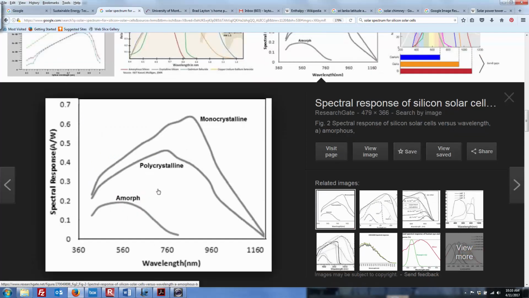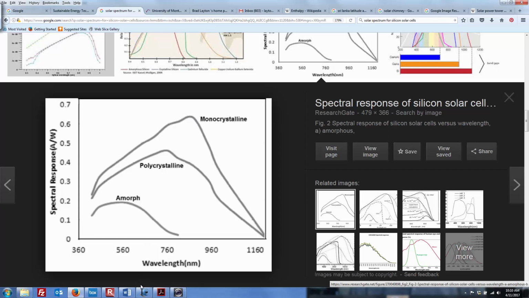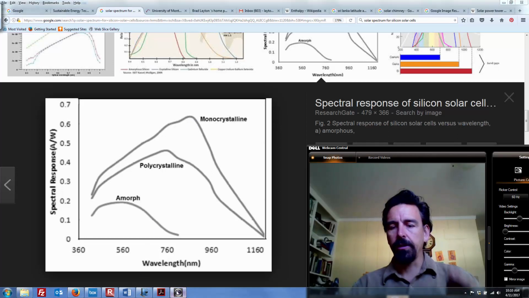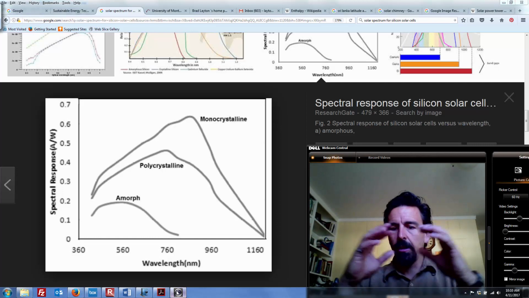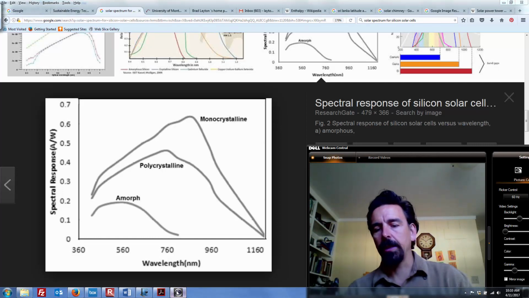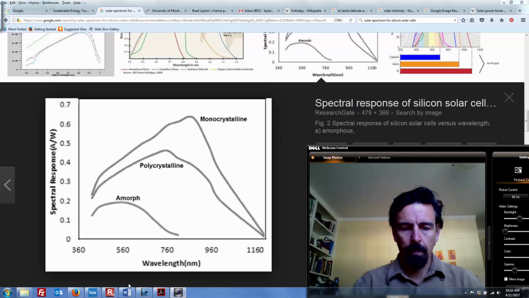Okay, so what I'm showing here is the range where silicon absorbs. So amorphous is sort of shorter wavelengths, polycrystalline is a little bit longer, monocrystalline longer yet. So that's something to consider, that solar cells only absorb just a portion of the full electromagnetic spectrum because of the precise elements that comprise them.